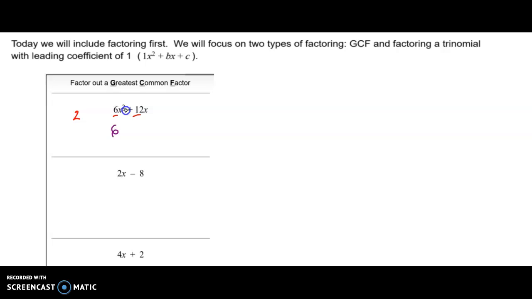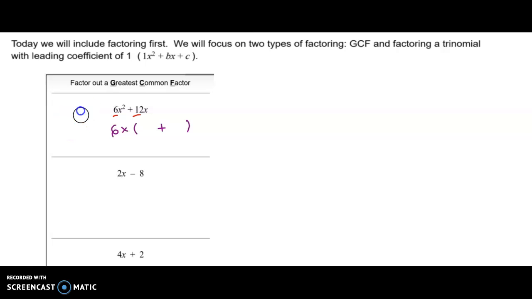Now, we also need to do the variable x, right? Both of these terms have an x, and the question is, how many x's do they have in common at most, right? And so they have one x in common at most, right? I know this is x squared, but the second term is just an x, and so they only have one x in common. Now, there's a couple ways to go about this depending on how your teacher taught you, but one way that I like to think about it is, all right, our greatest common factor, our GCF, is 6x, right?